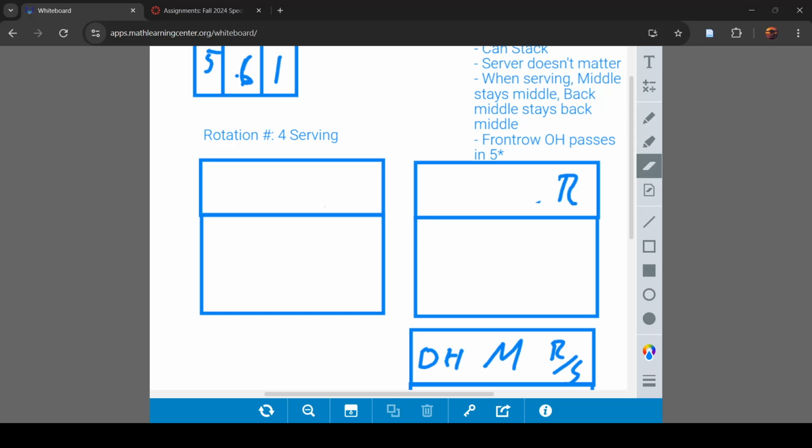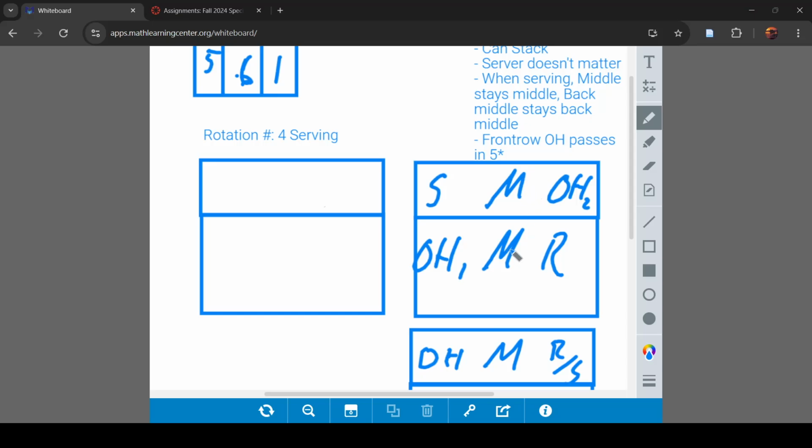So I don't have to redraw everything. Okay, rotation number 4. Setter just got front row. So the outside's here. Middle is there. Right side serving. Other outside is there. And our other middle is there. Okay? Right side serving. So, like we said, middle back stays middle back.